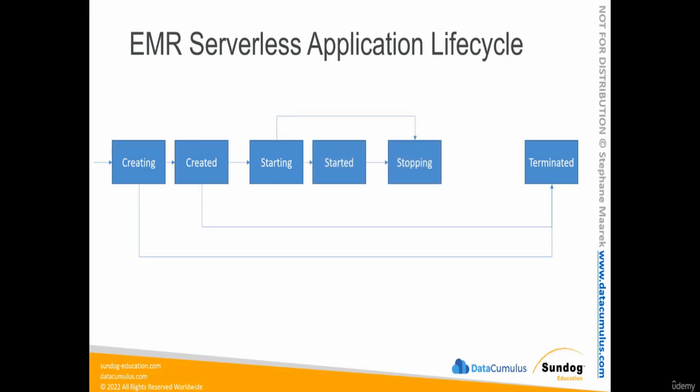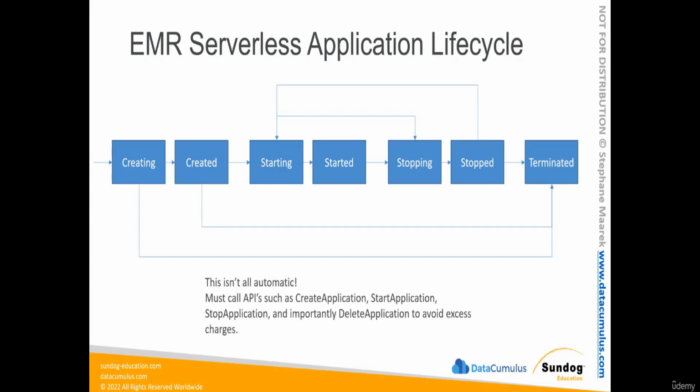Once it's started, it will either succeed and then move to the stopping phase when you're done, or it will fail and move to the stopping phase automatically. Once it is successfully stopped, you can either run it again, go back to start, or go to the terminated phase and shut it down when you're done. Now, I want to stress that this is not all happening automatically. I need to call commands through the API, such as create application, start application, stop application, and when I'm done, delete application to make this all happen.